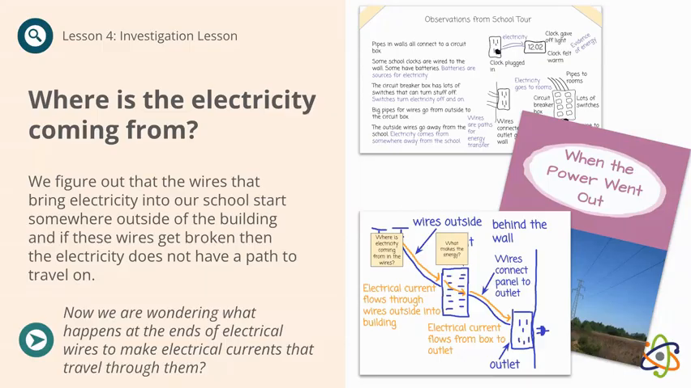And we figure out that the wires or paths that bring electricity into our school and classroom begin somewhere outside the building. And if the power lines get broken or disconnected, the electricity does not have a path to travel on and things turn off. We update our consensus model, then read a book to see and hear how power outages may happen in different communities. We update our driving question board and identify that we still don't know where the electricity for the building comes from. How does it get into the wires that come into our school?